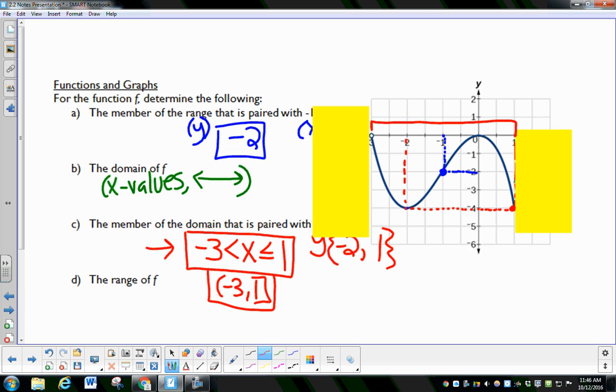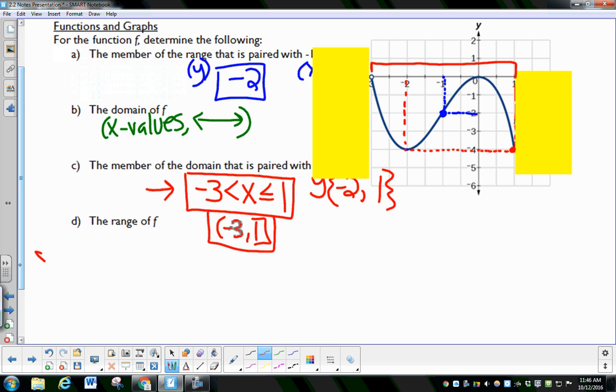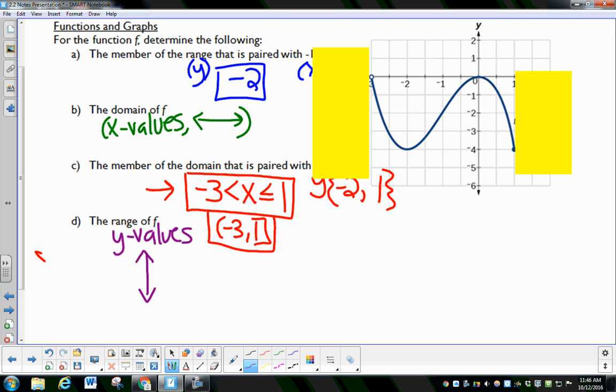Now we're going to look for the range of that function f. So I'm going to erase some stuff over here to make this a little easier to read. Now remember, when we're looking for the range, we're looking for the y values. So we're asking ourselves, what are all the values of y that are shown on this graph? So remember, y is an up and down direction. We're looking for how high and low does this graph go when we're looking for the range.